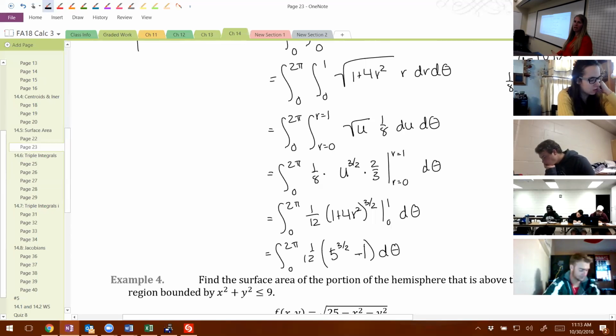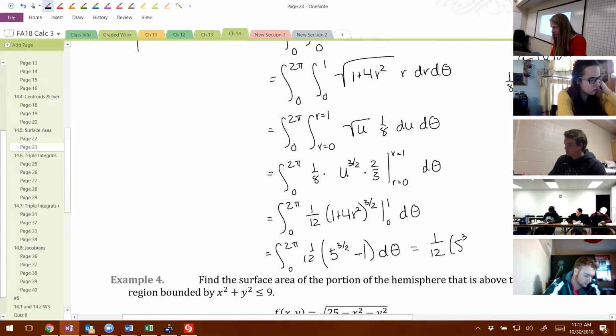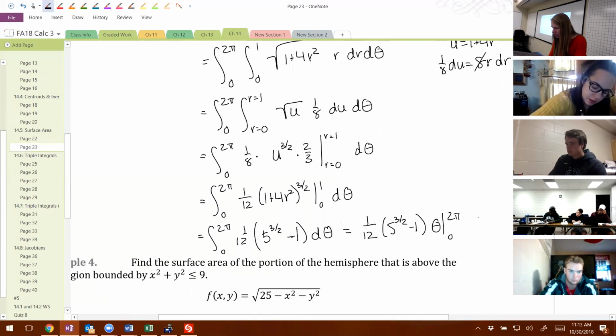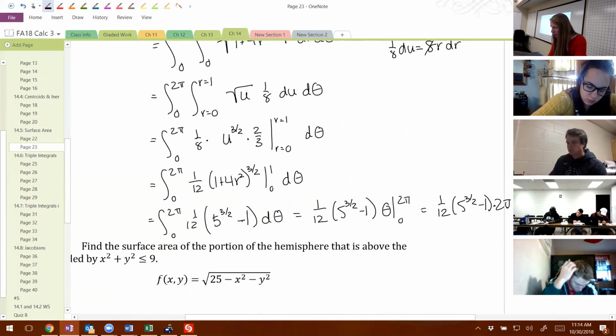So the antiderivative of that is that big constant times theta, and then evaluated from 0 to 2 pi. So 1 over 12 times 5 to the 3/2 minus 1. So we should end with 1/12, 5 to the 3/2 minus 1 times 2 pi. But we can reduce that 12 and that 2. So 5 to the 3/2 minus 1 times pi all over 6.